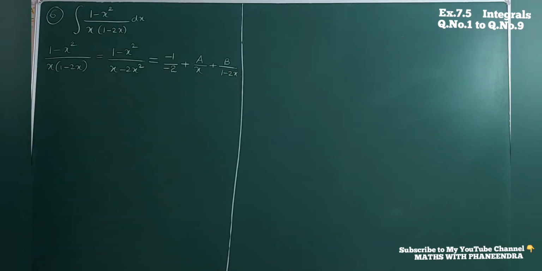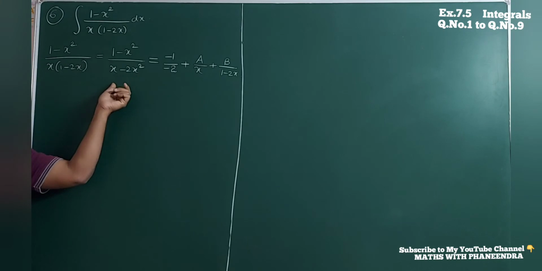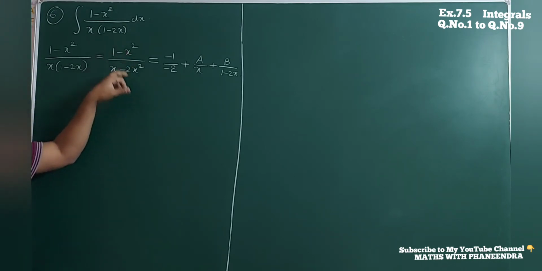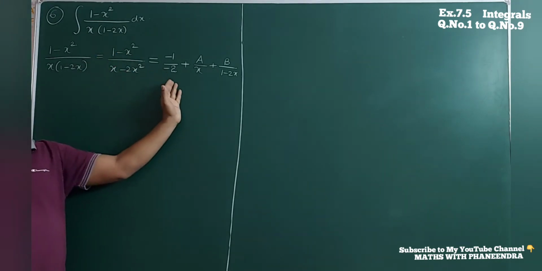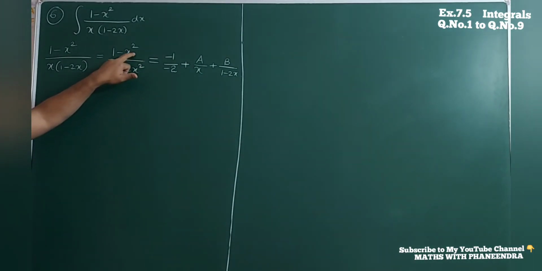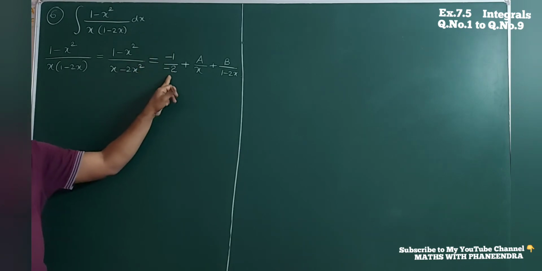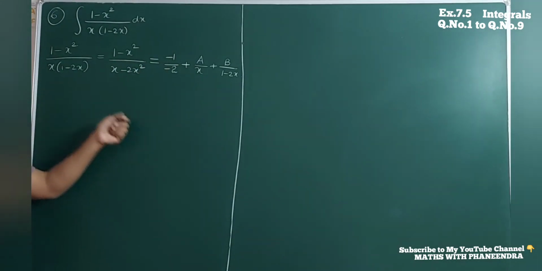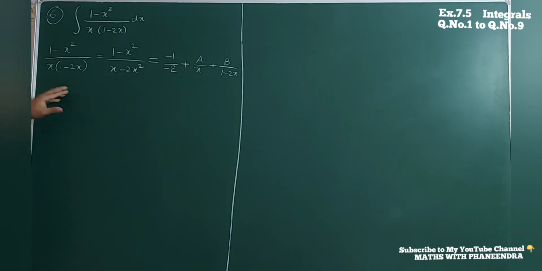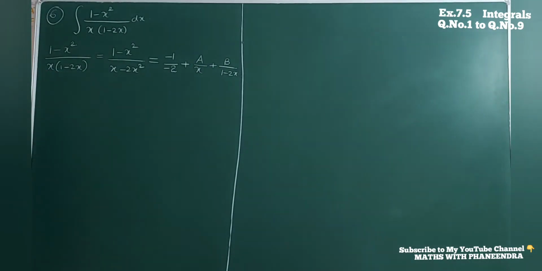I hope everyone understands. Once again, I'll repeat. Whenever the given fraction is improper and has equal degrees, it can be expressed as the coefficient of x square in the numerator divided by the coefficient of x square in the denominator, which you write as the first term, plus, as usual, partial fractions. Here x and 1 minus 2x are linear factors, so we write a by x plus b by 1 minus 2x. After that, the usual procedure.